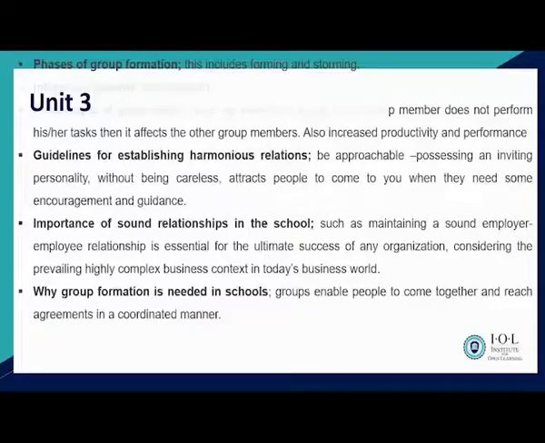Of course, teamwork is one of the best practices in today's business world, which includes also the school. Group work enables people to come together and reach agreement in a coordinated manner, because two heads are better than one. If you come together, you are able to achieve a common goal.